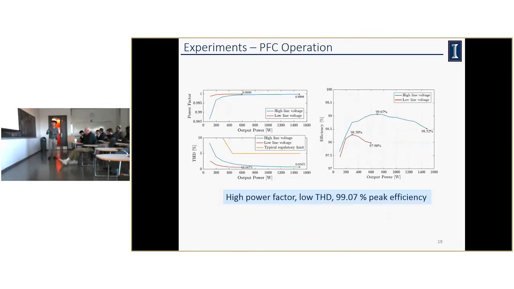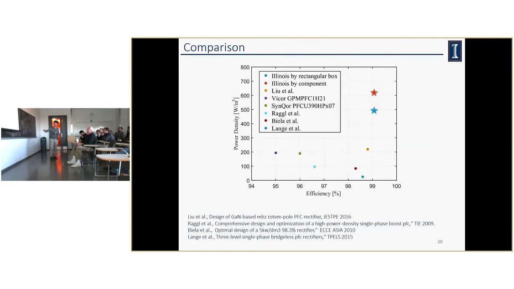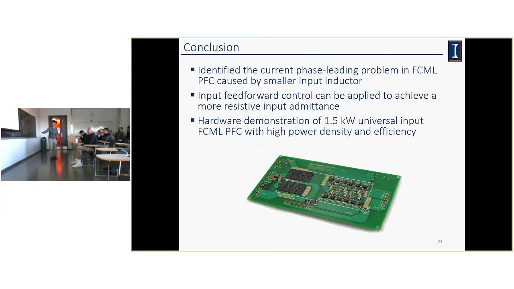So here's the comparison, and we know that we're the best. We have the highest power density and efficiency. So let's just skip that. We identified that the current phase leading is a problem because of the small input inductor, and we identified that a very old solution, the input feedforward control, is actually the solution to our new problem. And then we demonstrated a 1.5 kilowatt universal input AC PFC with high power density and efficiency. So I think that's it.